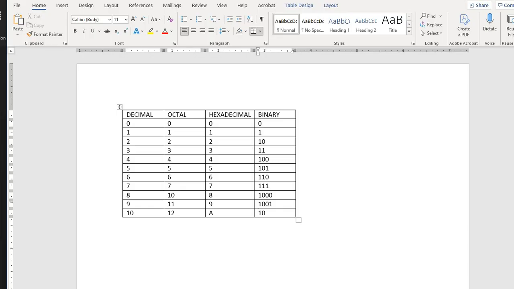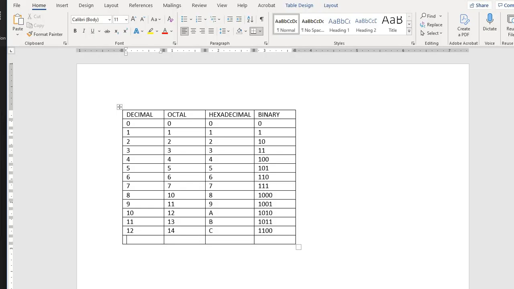1010. Okay. Then 11, 13, B. That is 1011. Next 12, 14, C. 1100. 13, 15, D.